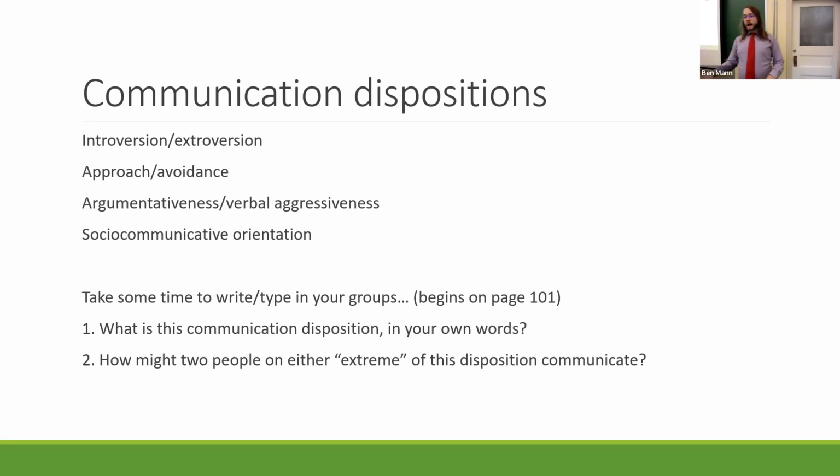One person can write or type per group. What is that disposition? And then how might 2 people who are on either extreme of that disposition communicate? So one person who's very far on the approach side, one person who's very far on the avoidance side. So take some time to discuss those, and then we'll talk about that together.